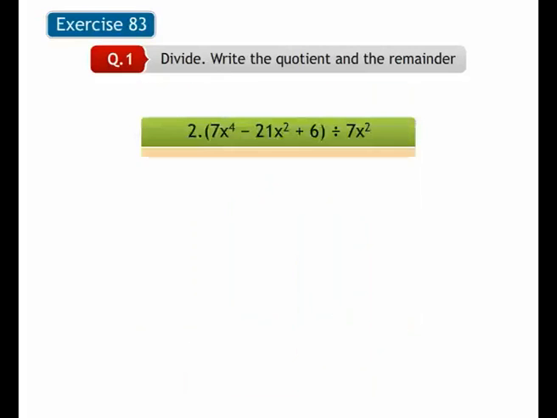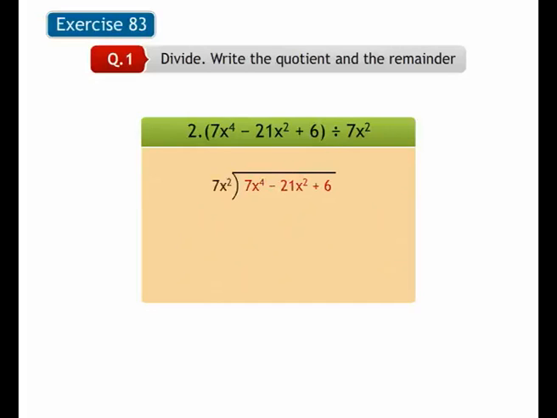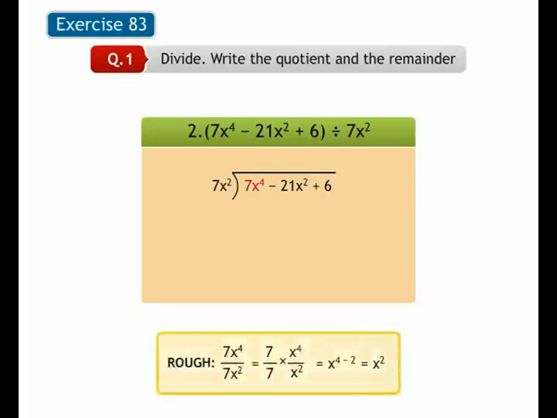2. Open bracket 7x raised to 4 minus 21x square plus 6, close bracket, divided by 7x square. Here the dividend is 7x raised to 4 minus 21x square plus 6 and the divisor is 7x square. As learnt now, we will separate the dividend into 3 parts, that is 7x raised to 4, minus 21x square and plus 6.